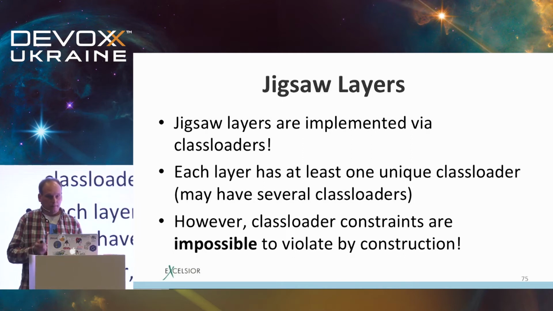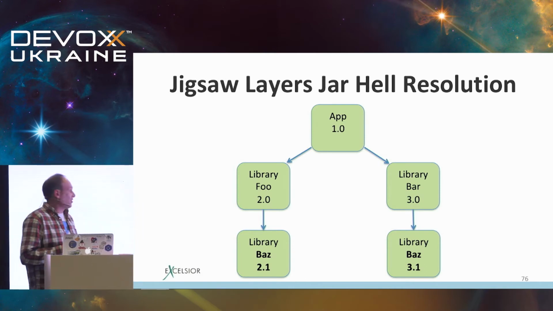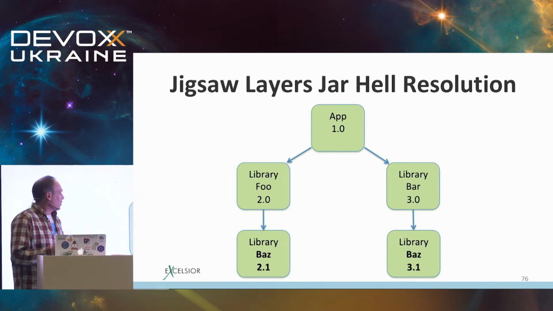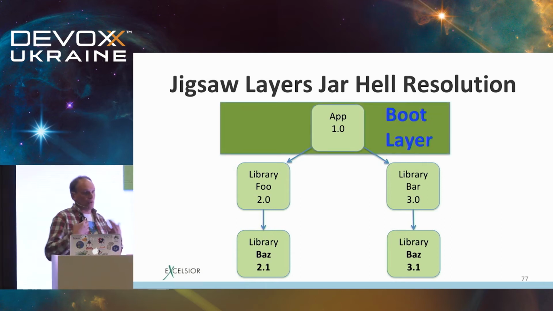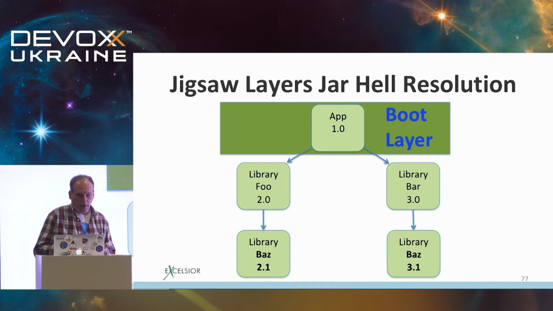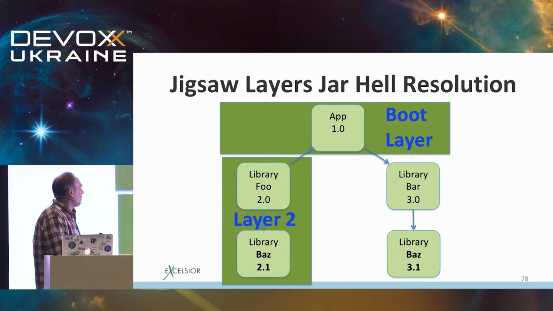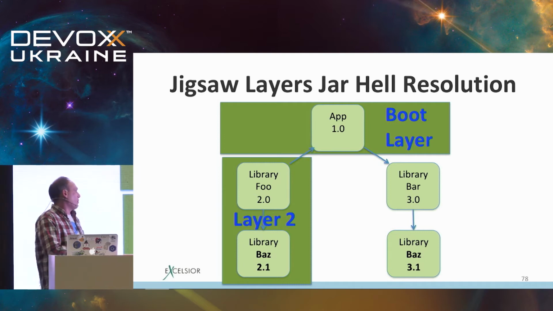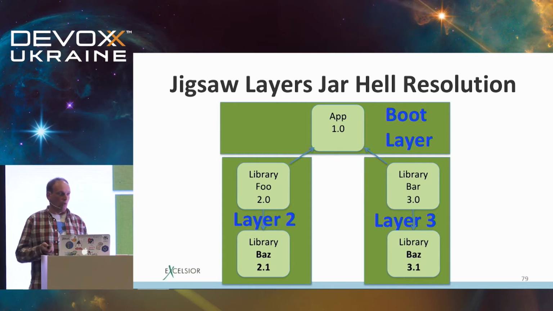Let's understand why. So here's our favorite picture with jar hell. And Jigsaw suggests to resolve it by moving your application modules to a separate layer. Most probably it will be the boot layer. And the conflicting libraries are moved to separate layers as well. And this way, we solve our problem.